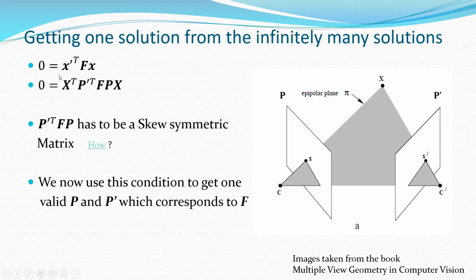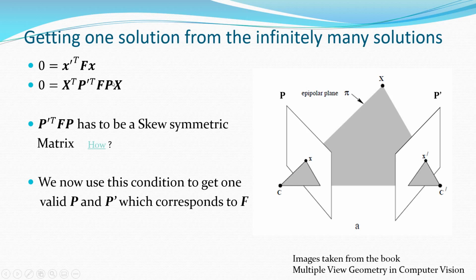Right, so we have this epipolar constraint with us. Now, instead of this x dash, we can write it as the capital X projected onto this camera, so we can write it as P dash X. Because of the transpose, it becomes X transpose P dash transpose. Similarly, this x is the capital X projected onto this camera, so it is PX. That is what we have written here.